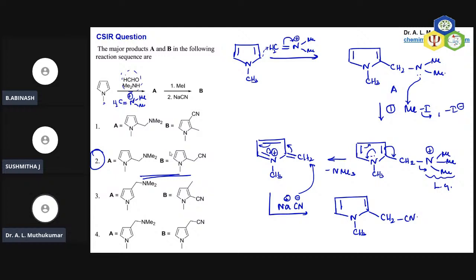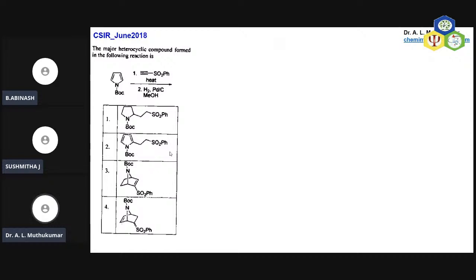Can you imagine how easily they have asked this question in the CSIR examination? Fine. We'll go to the next example. I think this question was also asked in the CSIR examination. I think this is a 4-mark question. So what is happening here? That is N protected. BOC means tertiary butoxycarbonyl. It is a protecting group. Okay, so let me explain the BOC. BOC is a protecting group of amine, that is tertiary butoxycarbonyl. So this is used as an amine protecting group.